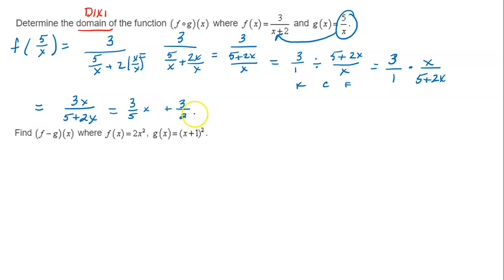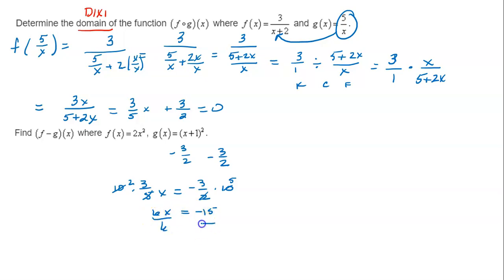I need to know the domain of this. So what would cause it to equal 0? I'm going to make this equal to 0. I'll erase it before we do the next one, but I need to subtract 3 over 2. So I get 3/5 x is equal to negative 3 over 2. And then to get rid of the ugly fraction, I multiplied both sides by 10. So that gave me 6x, and that gave me negative 15. I divided, and then I reduced by dividing by 3.